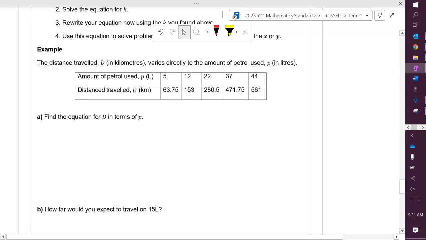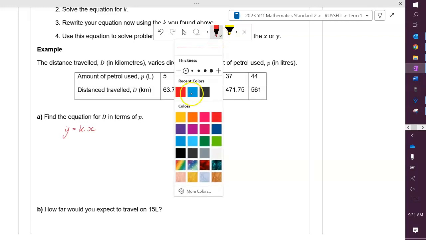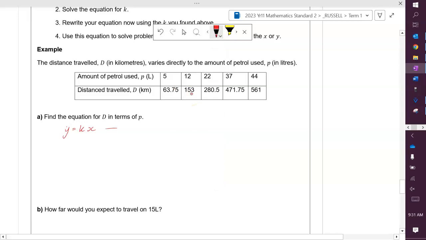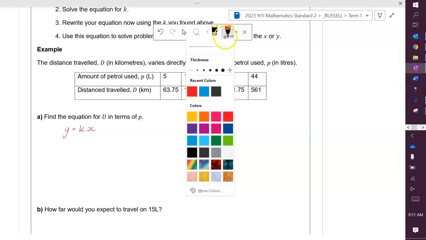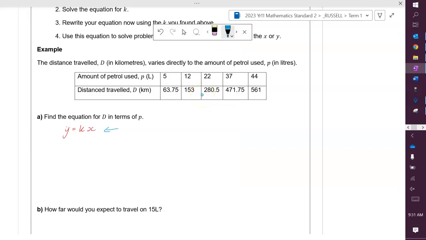The distance travelled, d in kilometres, varies directly to the amount of petrol, p in litres. So we have our table of values here, and we need to find an equation for d in terms of p. We write down our formula, y equals kx, and that is our direct variation or direct proportion formula.